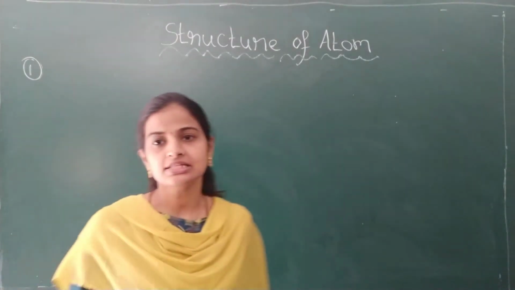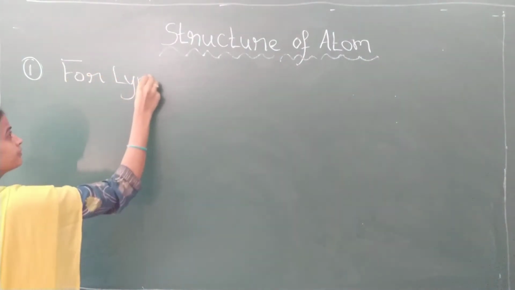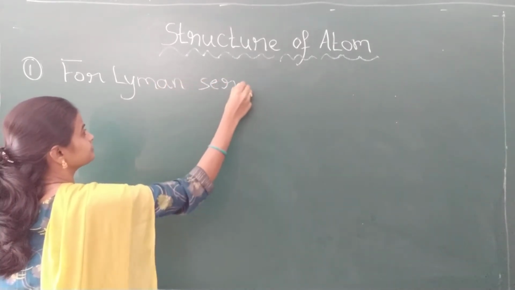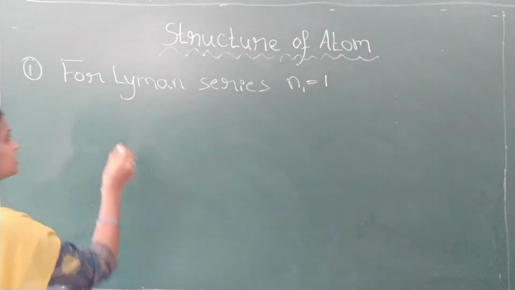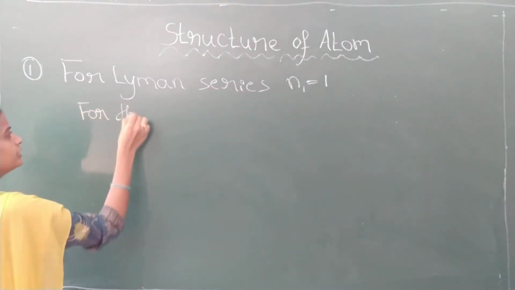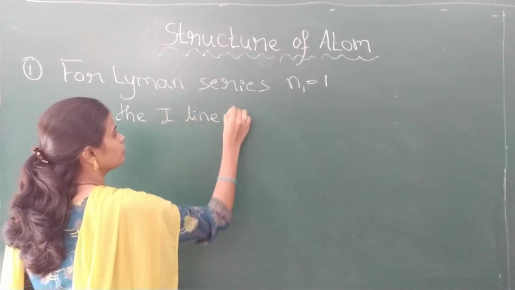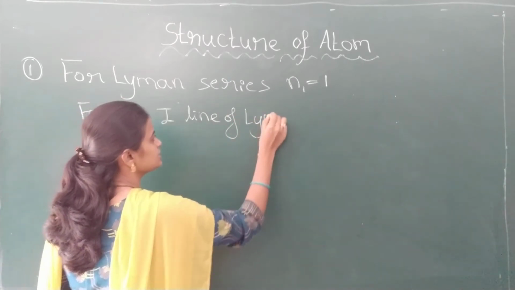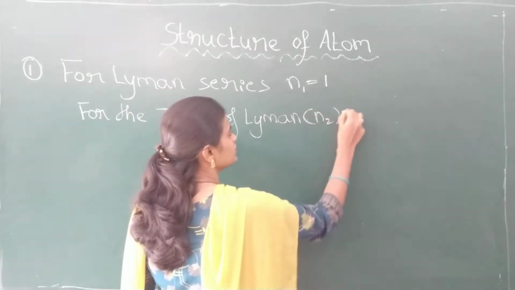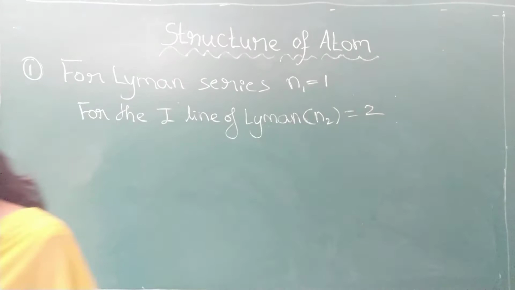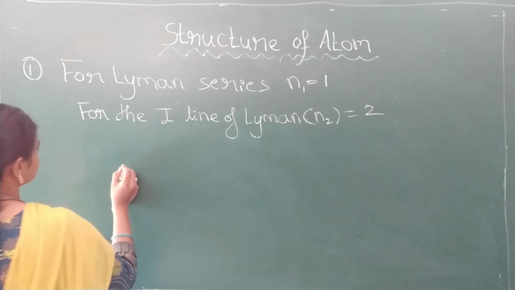For the Lyman series, we know that N1 is 1 always. For the first line of Lyman series, N2 value is 2. Yes or no? N2 value is 2. Then you can substitute and write the answer.